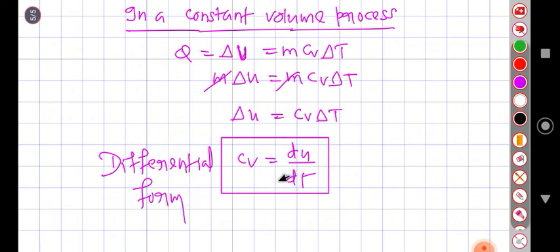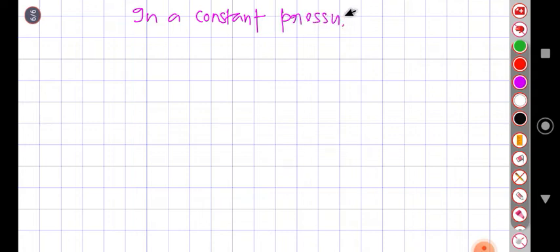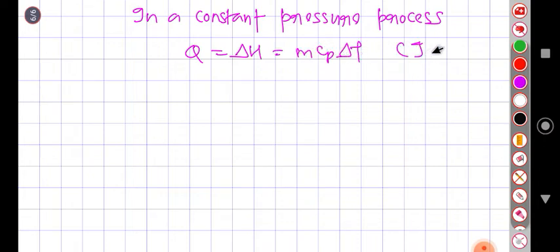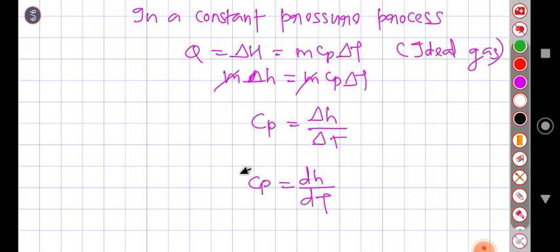Now similarly, in a constant pressure process, Q is equal to delta H, which is equal to m Cp delta T, right? And this is for an ideal gas, that's why I am able to write this. So m delta H is equal to m Cp delta T. From this, m will get cancelled, so you can write Cp as delta H by delta T. If you write in differential form, then Cp is equal to dH by dT. Okay, this is the differential form.